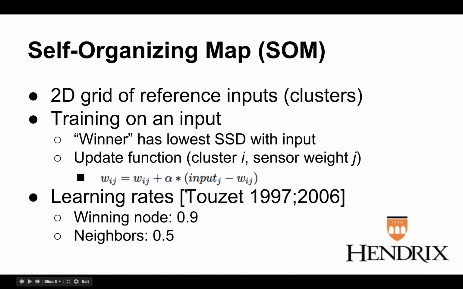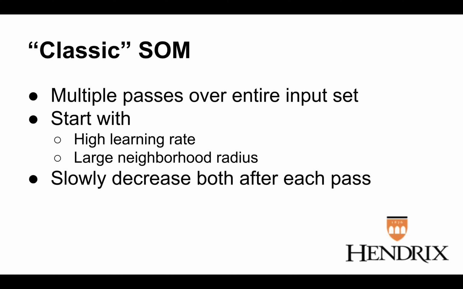So the question is, well, what do you use for the learning rate? For a real-time formulation of the self-organizing map, you have to be very careful about this. The learning rates that Touzet used in some work he did with the self-organizing map, for the winning node, you use 0.9. So that implies that there's a nearly equal balance between the values of the input and the values of the reference cluster that's already there. And for the four cardinal neighbors of the winner, a 0.5. And so this forms kind of a continuous surface. And we'll see an example of that in a few moments.